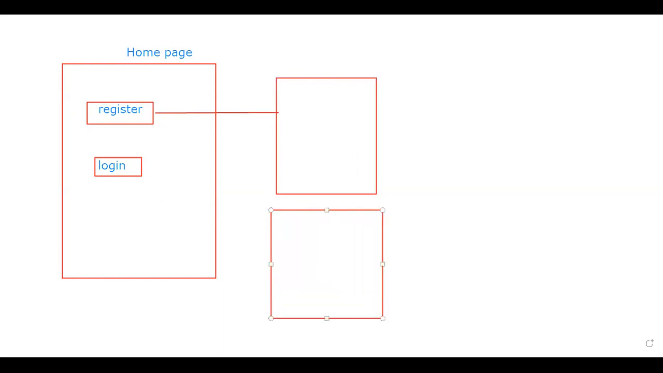Now, when I click on the register button, I should get access to a new page. Same for login also. In the register page, I'll be taking some fields like username, password, and email. I think three are more than enough. Apart from that, I'll be having one register button, and this will be your registration page.